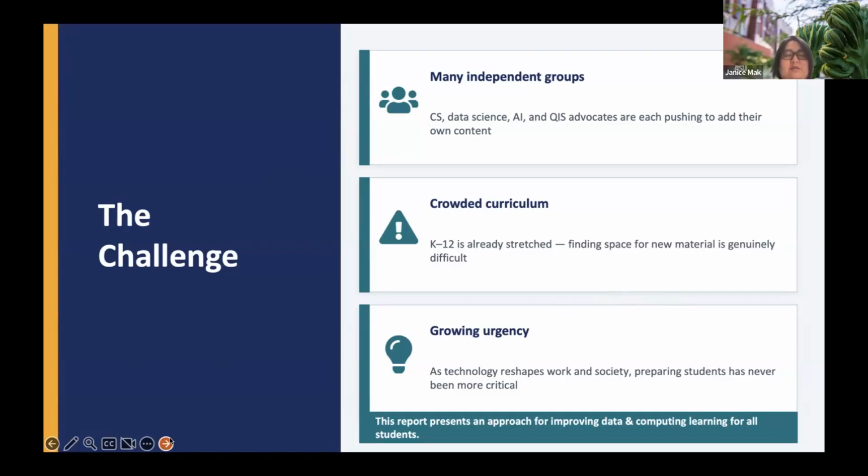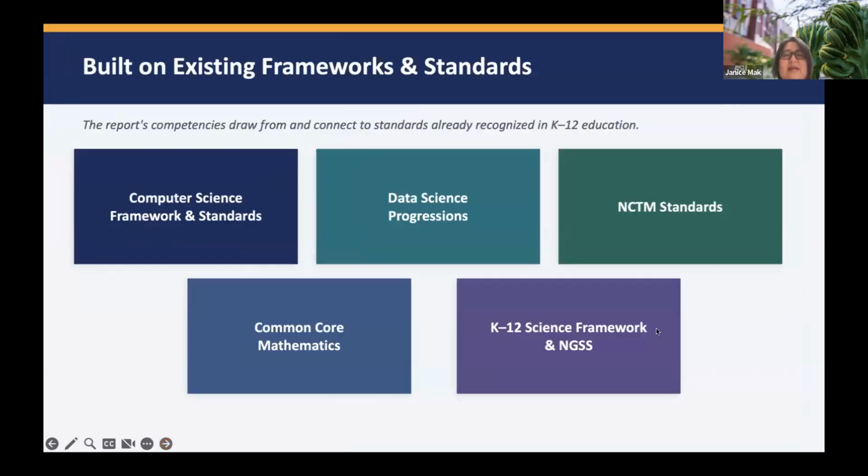So this report is intended to meet this challenge. Again, as I mentioned, we're building on existing frameworks, and these are ones that are widely recognized and used in K-12 education by states nationally. We have the computer science framework that was released along with the CSTA, Computer Science Teachers Association standards. We have the data science progressions that have just been released. Then math and NCTM, National Council of Teachers of Mathematics standards, Common Core Mathematics, and then we have, of course, the Next Generation Science Standards, as well as the K-12 science framework that has grounded a lot of the work that the science community has been doing.